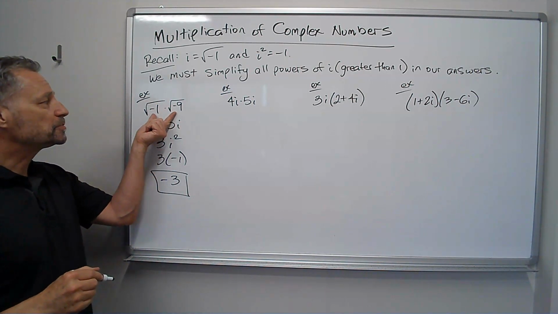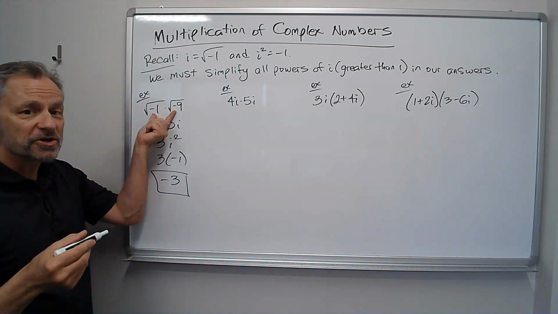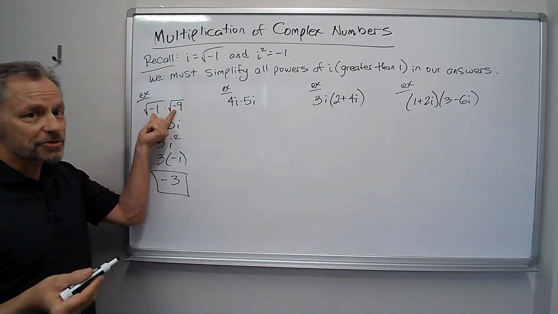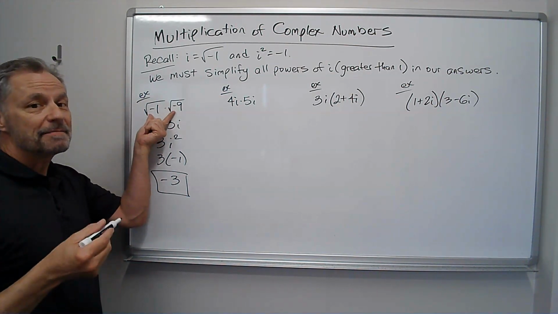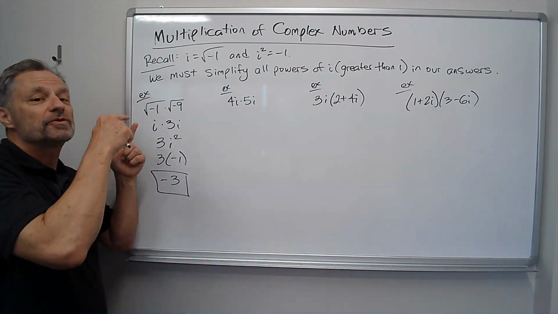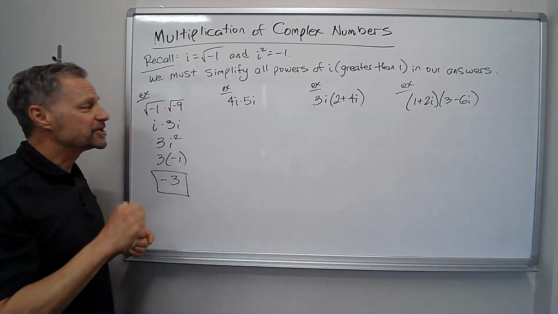Notice you can't multiply the numbers under the square roots together first and get square root of 9, which is 3. These are imaginary numbers. That rule works for real numbers. It doesn't work for imaginary numbers.